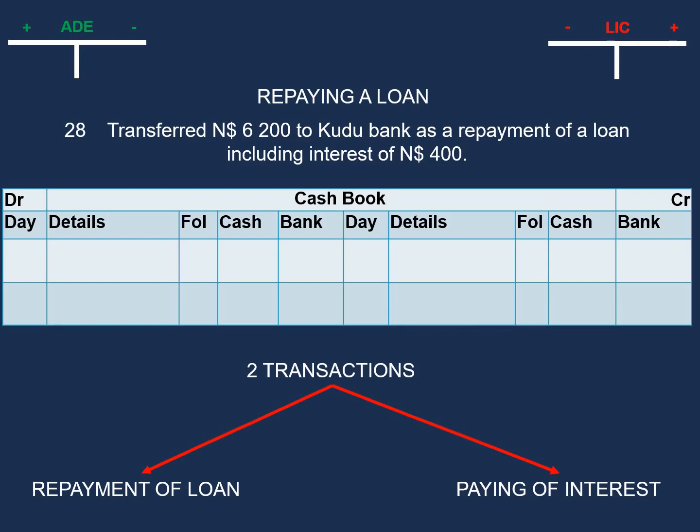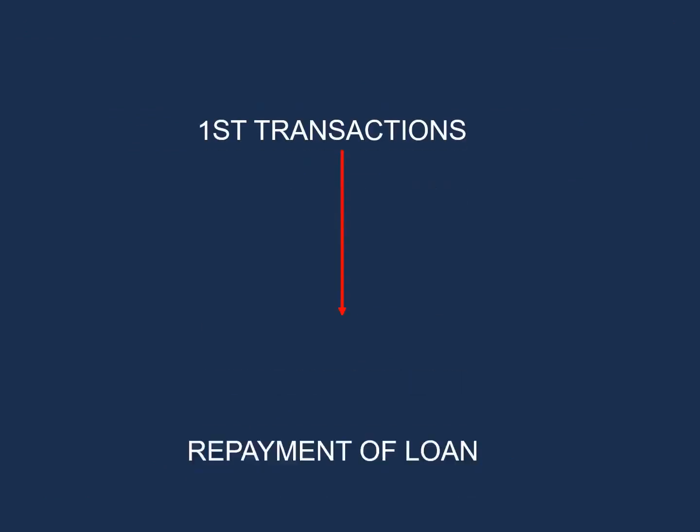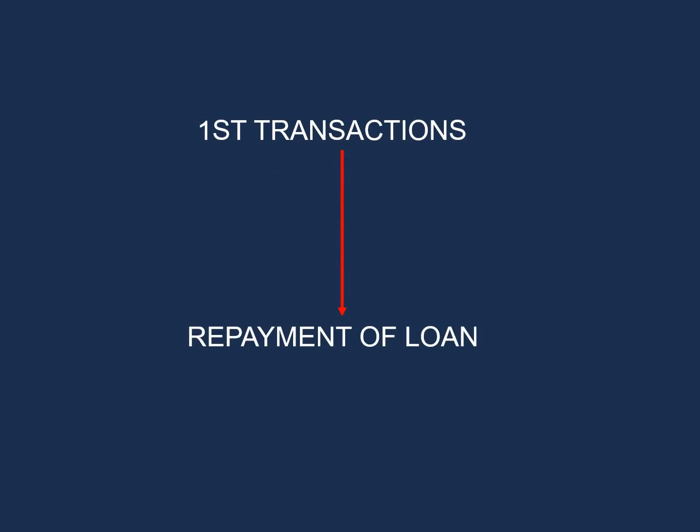So now we can identify 4 accounts, but in both of the two transactions we will have the bank account, and the other 2 accounts will be the repayment of the loan, so it will be loan Kudu Bank, and the other account will be the interest. Now let's do the first transaction, which is the repayment of the loan.